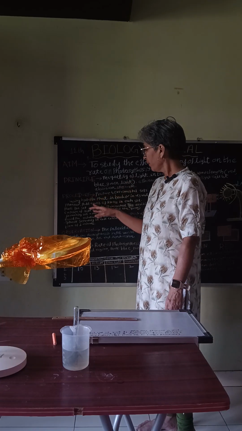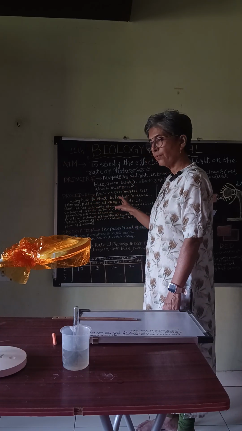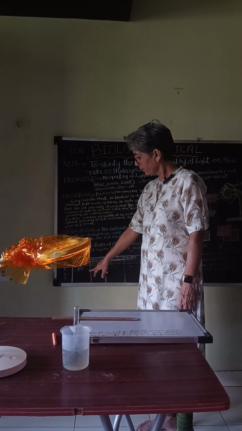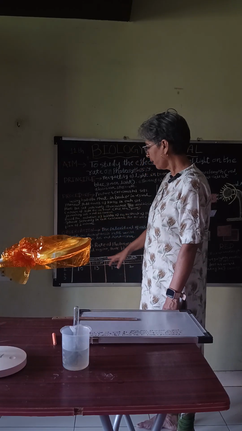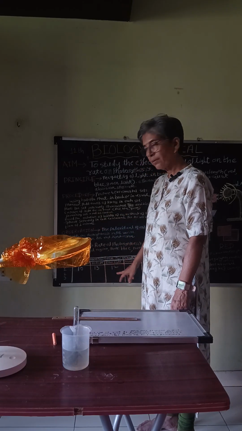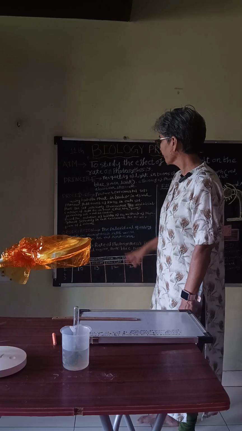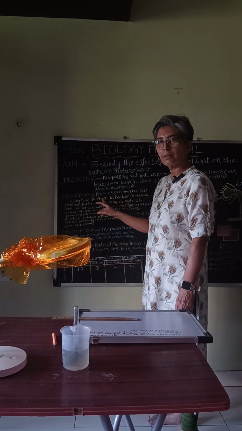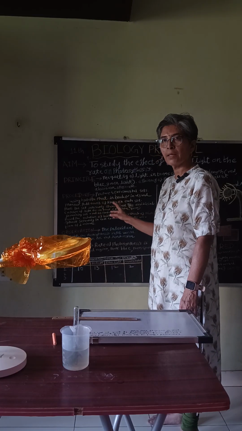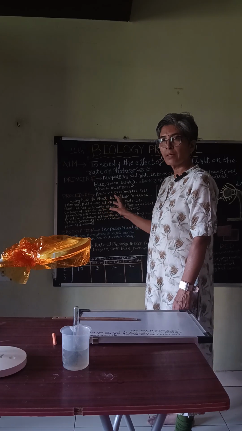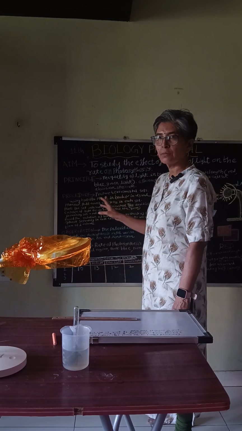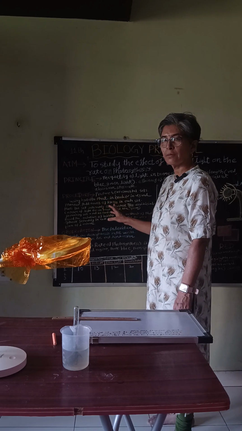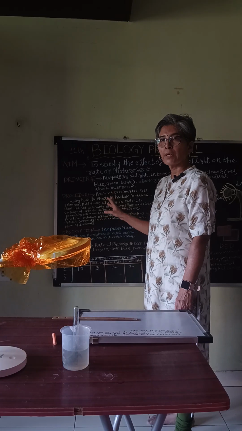In procedure, we take 4 setups. One is for sunlight and the other 3 are for red, blue and green. So in each beaker that is containing the hydrilla plant, add potassium bicarbonate to enhance the photosynthesis process. It creates dissolved CO2 for the hydrilla plant.